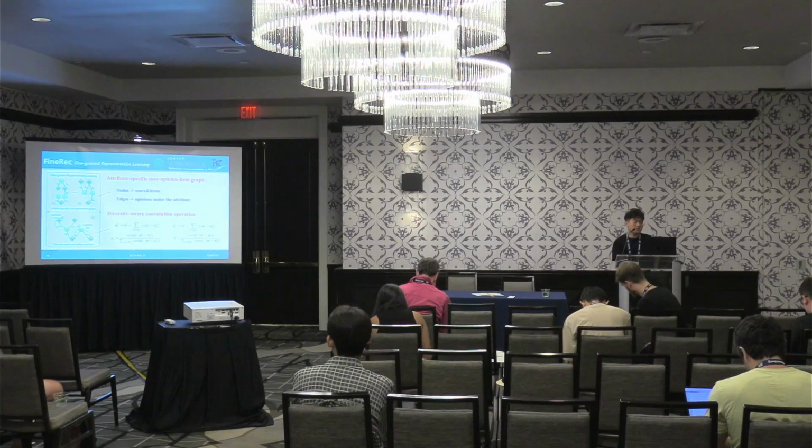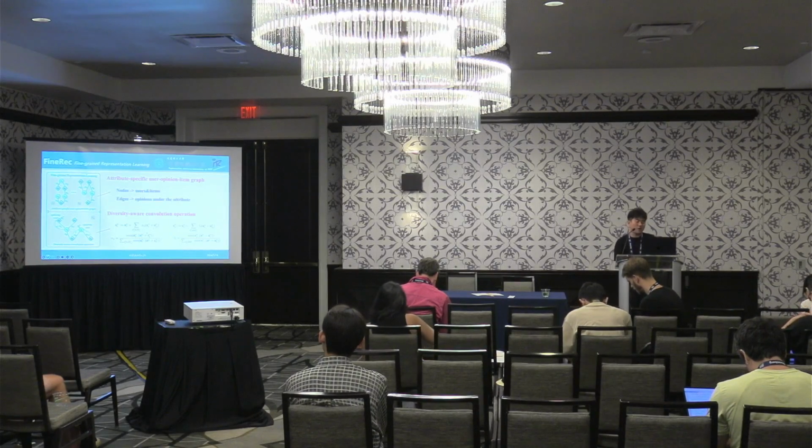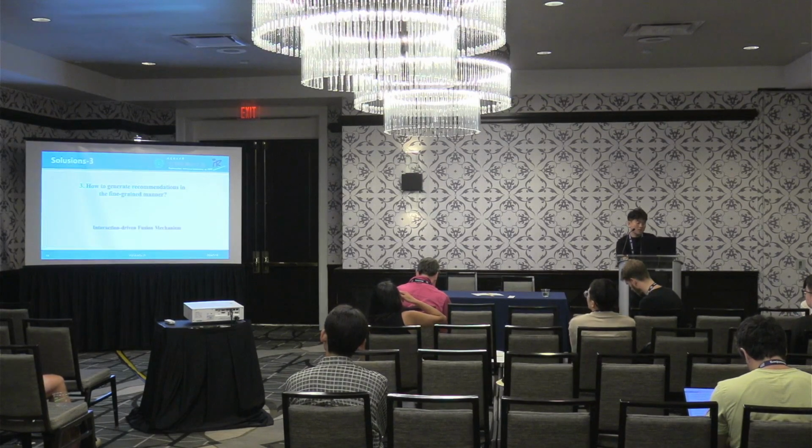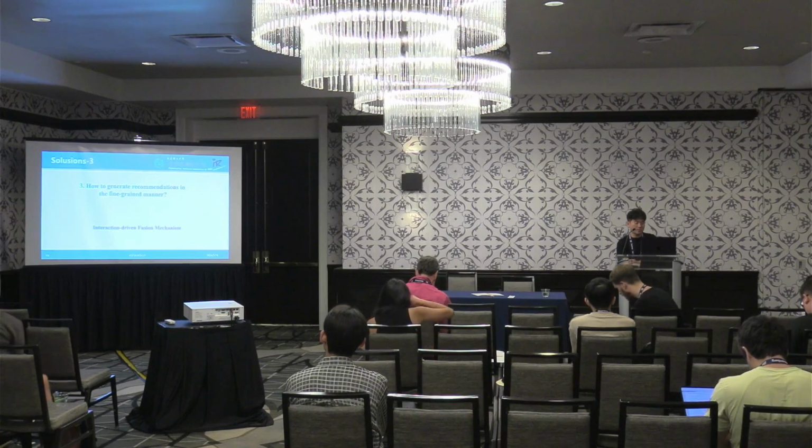And based on the graph, we devise a diversity-aware convolution operation to learn the user embedding and item embedding under each attribute. Note that for each attribute, a user and item may have unique embeddings, and the opinion embedding and attribute embedding are derived from the words by the BERT model. And we present an interaction-driven fusion mechanism to fuse the various user embeddings and item embeddings from different attributes.